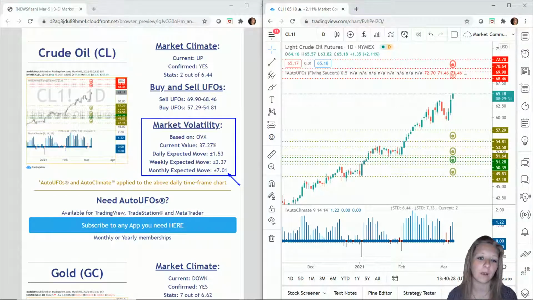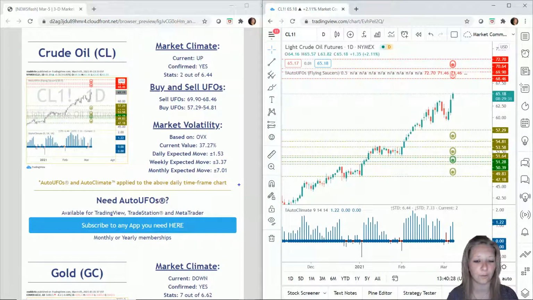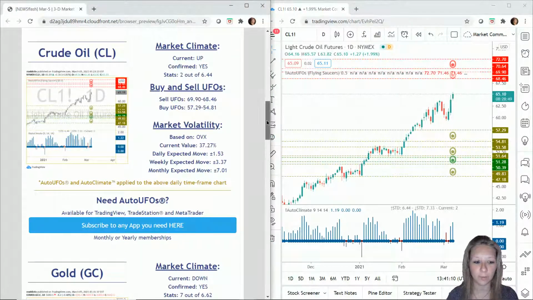And then we can use our climate and UFOs to figure out in which direction that's more likely to happen and where we might be choosing to get in or out of these markets. So that is oil overall. Let's move now to the next market, which will be gold.